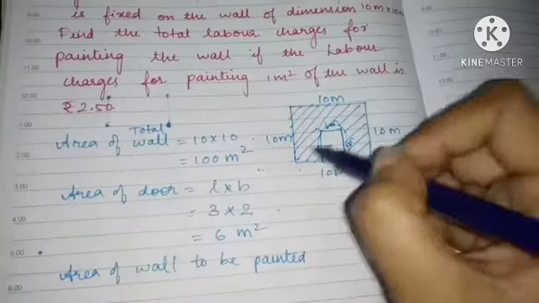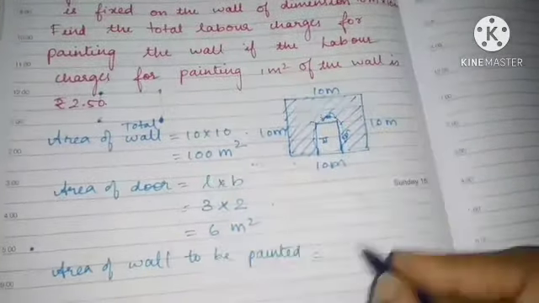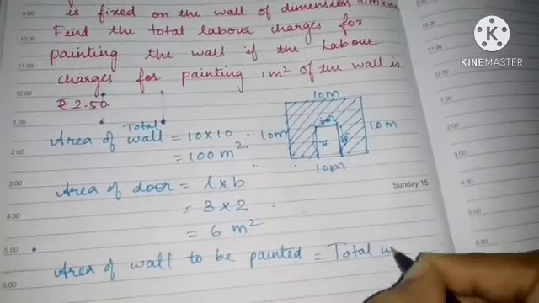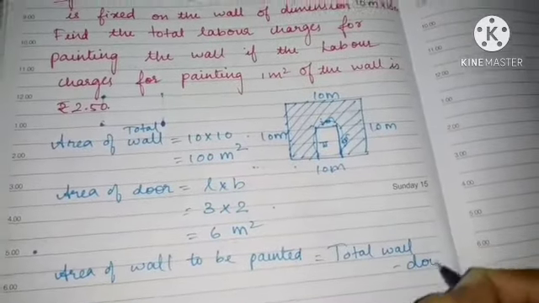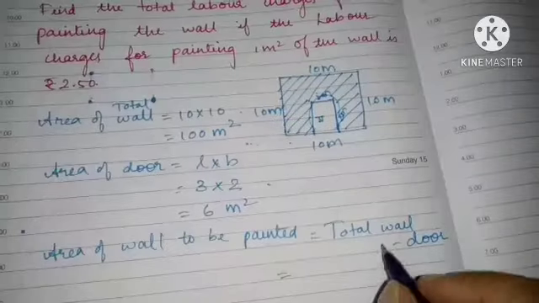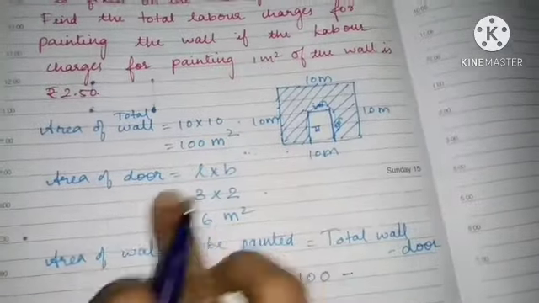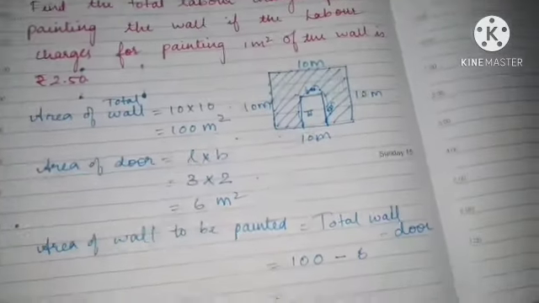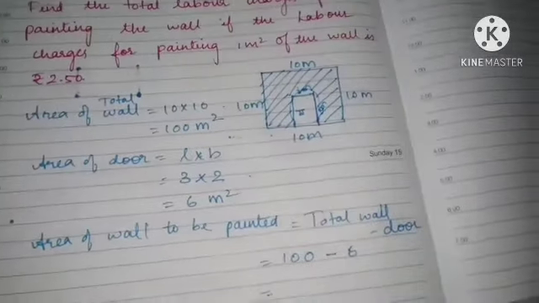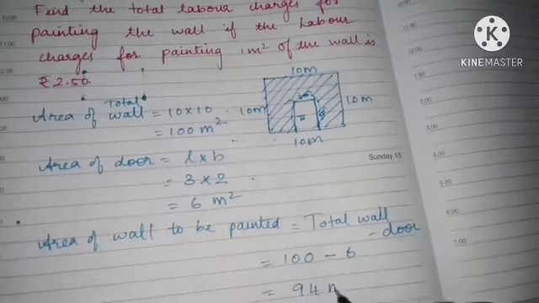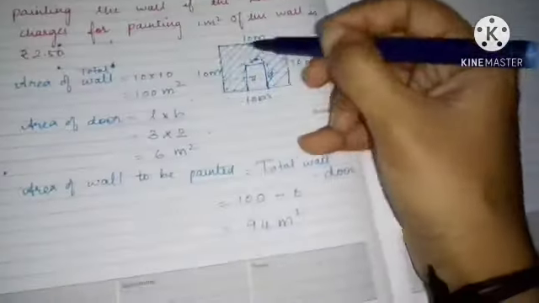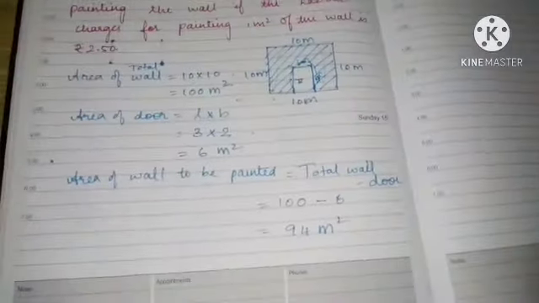The shaded region you should find. How will you find it? Total wall minus door. Correct? What is the total wall here? 100 minus door area 6. So what is the wall to be painted? 94 square meter. So this shaded region is 94 square meter.